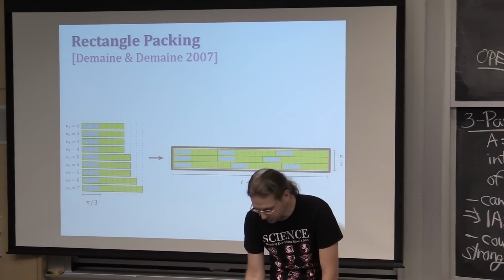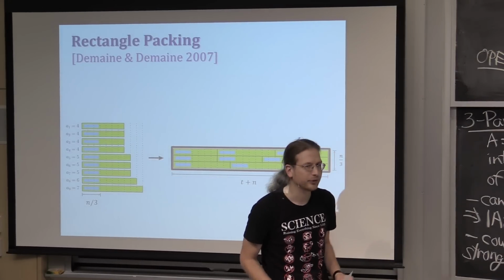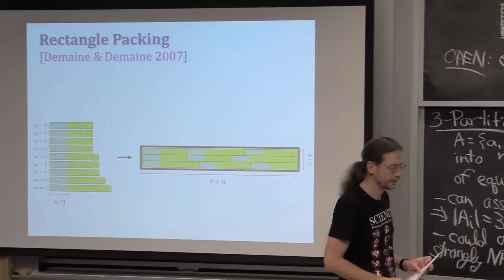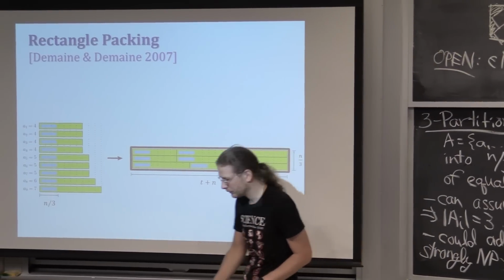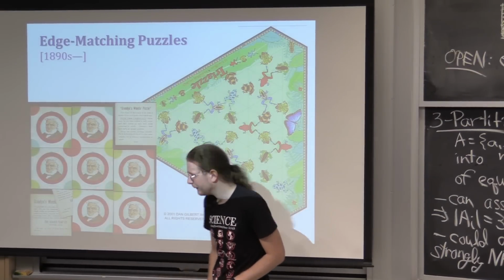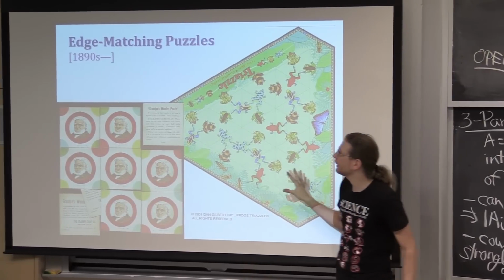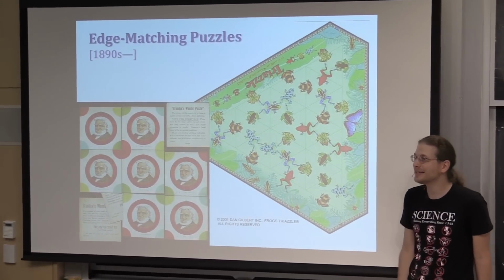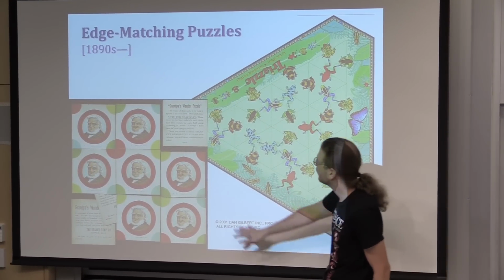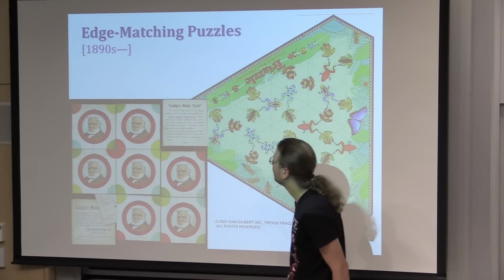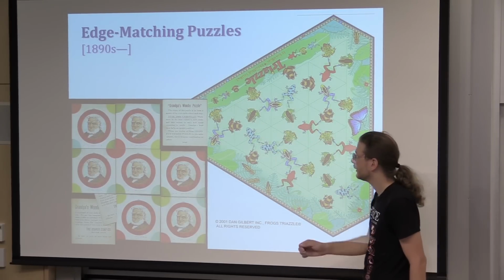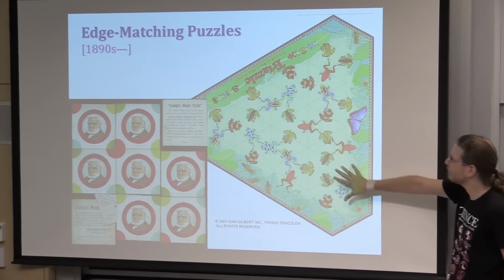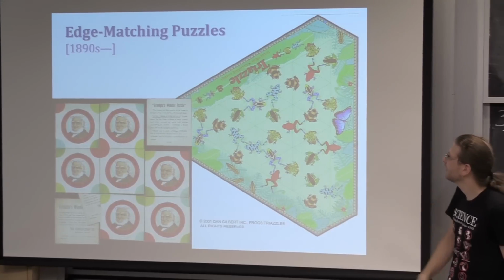Okay, time for some puzzles. So I think I'll show you some real-life puzzles first. There's this notion of an edge matching puzzle, which goes back to the 1890s. I believe this one is from the late 1890s, early 1900s. So it's one of the older ones. At least when I was growing up, we had these puzzles all over the place.